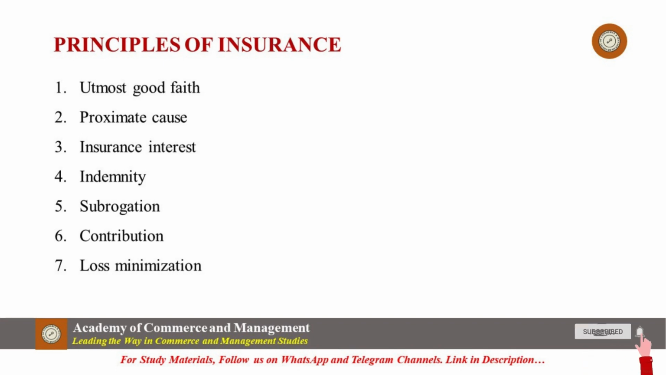Another important principle of insurance is subrogation. Subrogation refers to the situation when one party stands on behalf of another. Under the principle of subrogation, once the insured is compensated for the losses incurred to him for the insured property, the rights of the ownership of such property transfer to the insurer. Thus, subrogation gives the right to the insurer to claim the amount of loss from the third party.